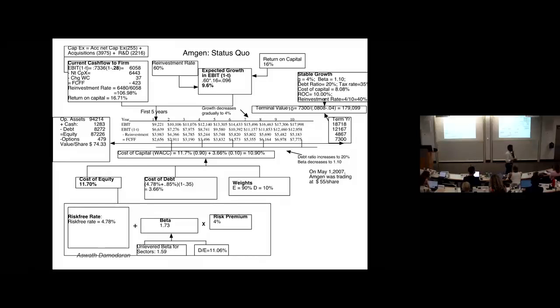The average reinvestment rate that Amgen had over those 5 years was 60%. In other words, there were 2 years where they acquired a lot of companies, 3 years where they did no acquisitions. The average reinvestment rate is 60%. Since my story is a status quo story, the same management is running the company, I assumed that they could maintain that reinvestment rate for the next 5 years. We'll talk about what happens after year 5 in a minute. So that was my first assumption.